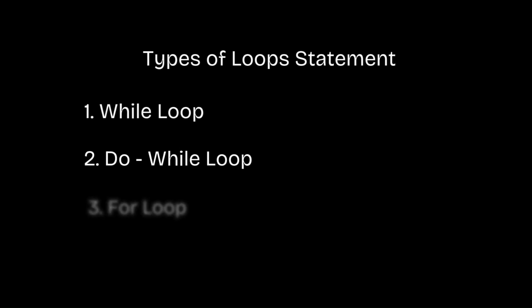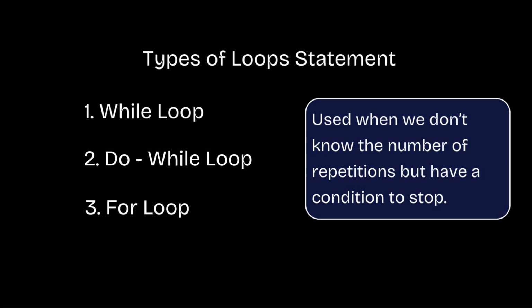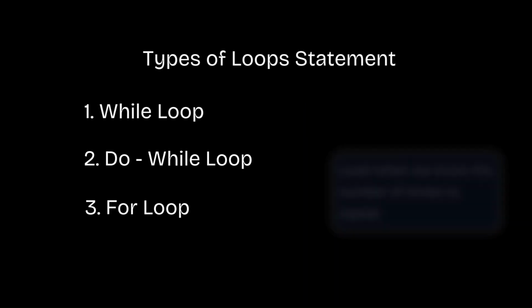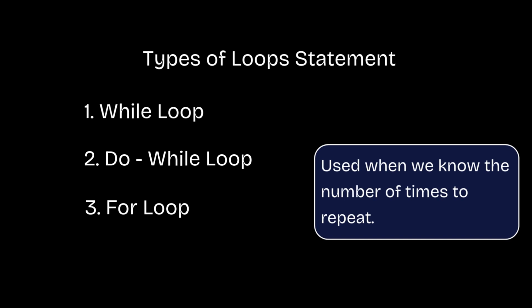There are three types of loops in Java: while loop, do while loop, and for loop. We'll explore them one by one. A while loop is used when we don't know the number of repetitions but have a condition to stop. A do while loop is similar to the while loop, but it executes the code at least once before checking the condition. A for loop is used when we know the number of times to repeat.